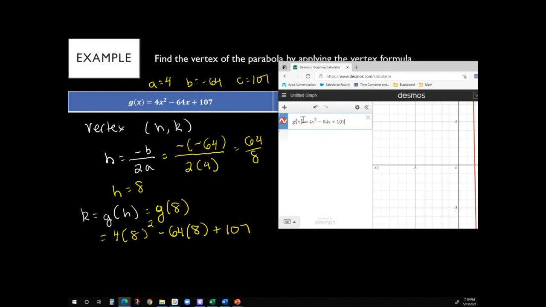What we want is the vertex, and I want to figure out what this equals, because I can put this all in my calculator. But once you find out what h is, we know that h is 8, so g of 8, you can just type that in Desmos and then it gives you your number out. So this, 4 times 8 squared minus 64 times 8 plus 107, is going to give us negative 149.